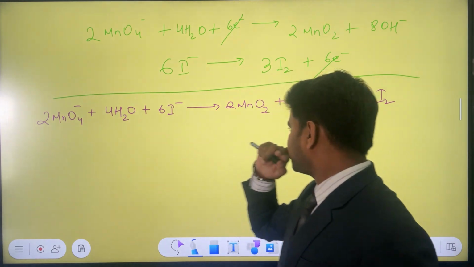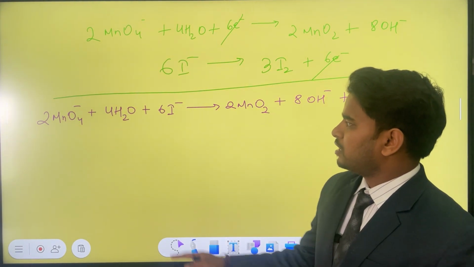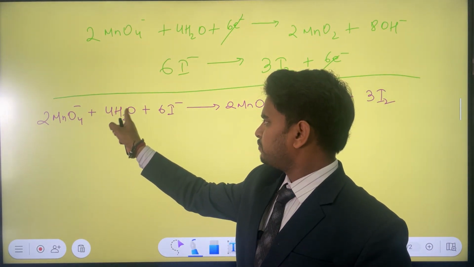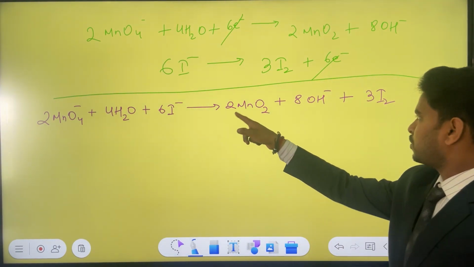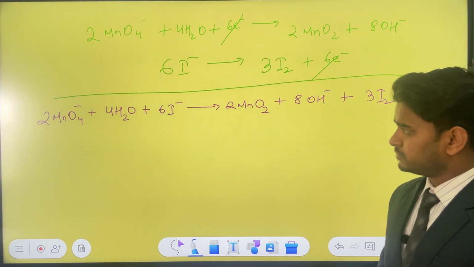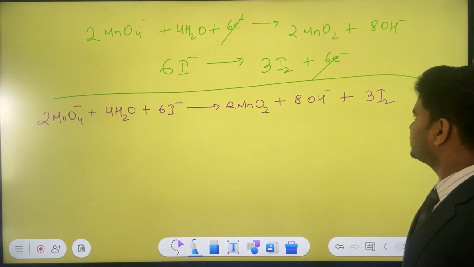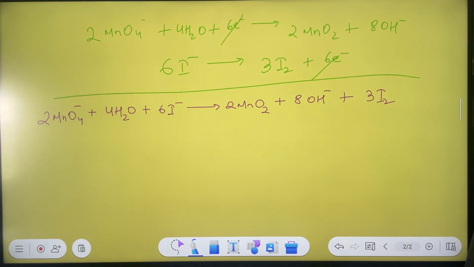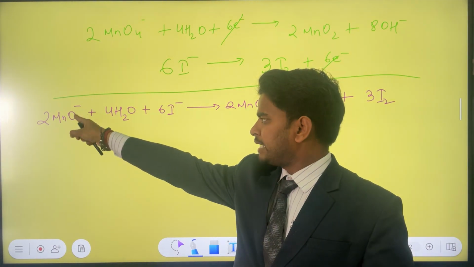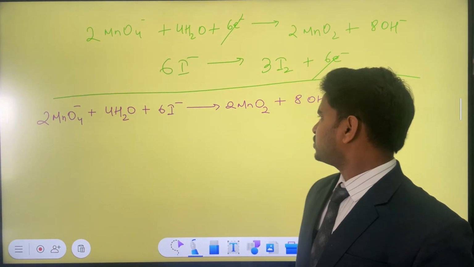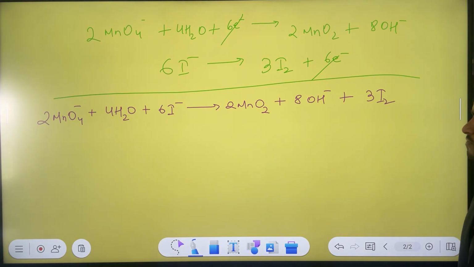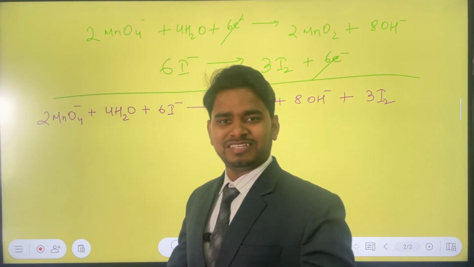2 manganese, 8 oxygen and 4 oxygen, 12 oxygen, 4, 8, 12 oxygen, 8 hydrogen here and 8 hydrogen here, 2 minus charge and 6 minus charge, 8 minus charge, 8 minus charge. That's it. We are done with the balancing.